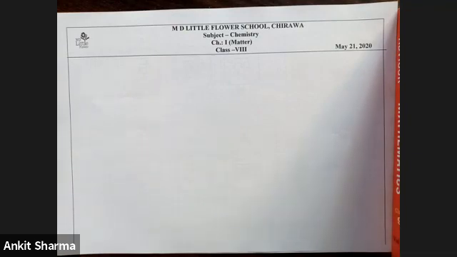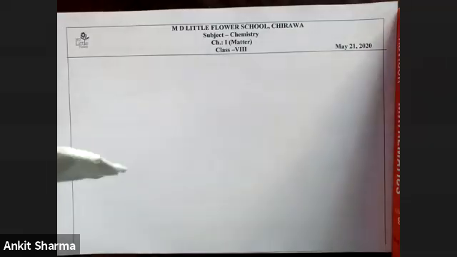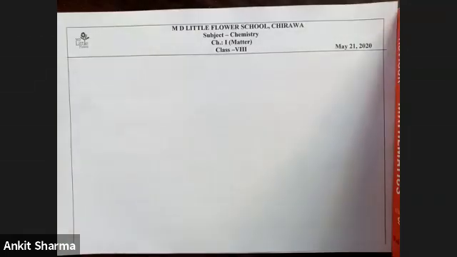So, before going to start this chapter, we should know some key terms of this chapter, or we can say some word meanings of this chapter. There are several word meanings in this chapter. Before starting, we should know the meaning of those words. So let's start with key terms, and please pay attention in this class.